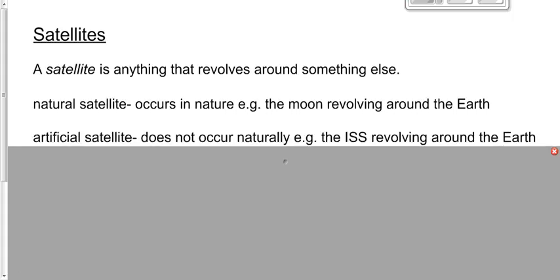And the other kind of satellite is what we call an artificial satellite, which is a satellite that acts exactly the same way as the Earth revolving around the sun, except that it's not natural. We've made it happen. For example, the ISS. You guys know what the ISS is? Yeah, the International Space Station orbiting around the Earth. That's an artificial satellite. It orbits around the Earth at a distance of about 400 kilometers, just like the Earth revolves around the sun at a distance of about 1.5 million kilometers. Except that we've put the International Space Station there, and we didn't put the Earth there.